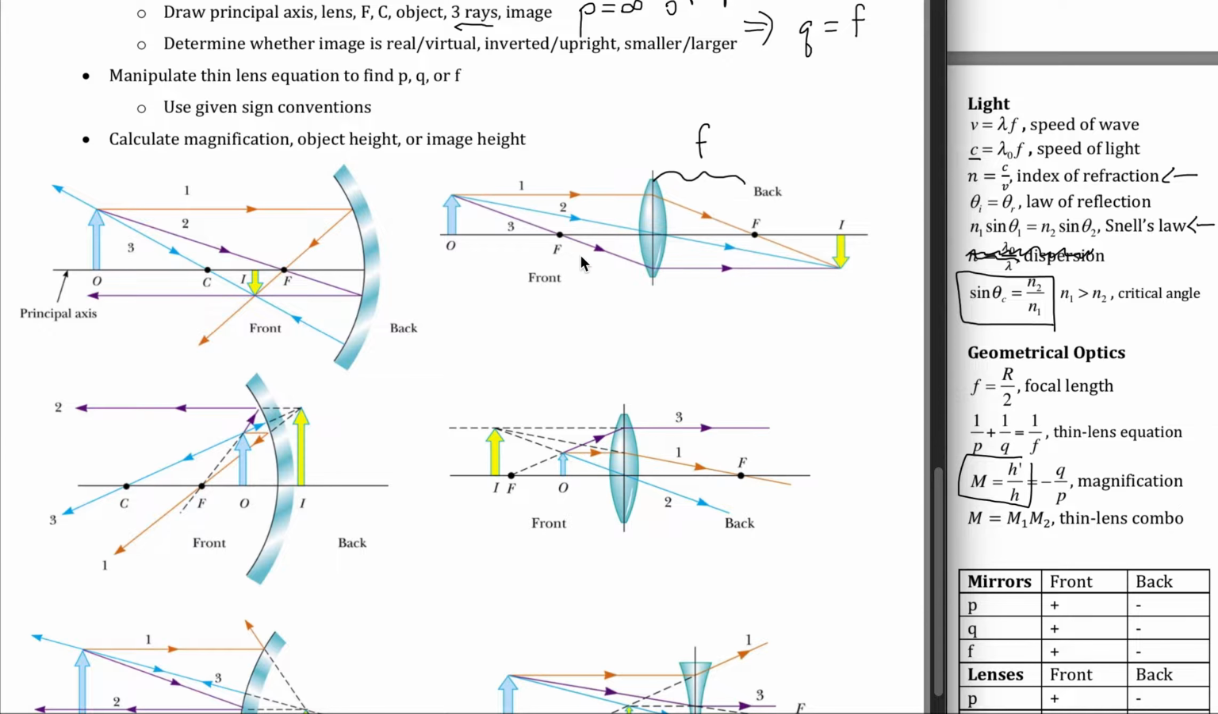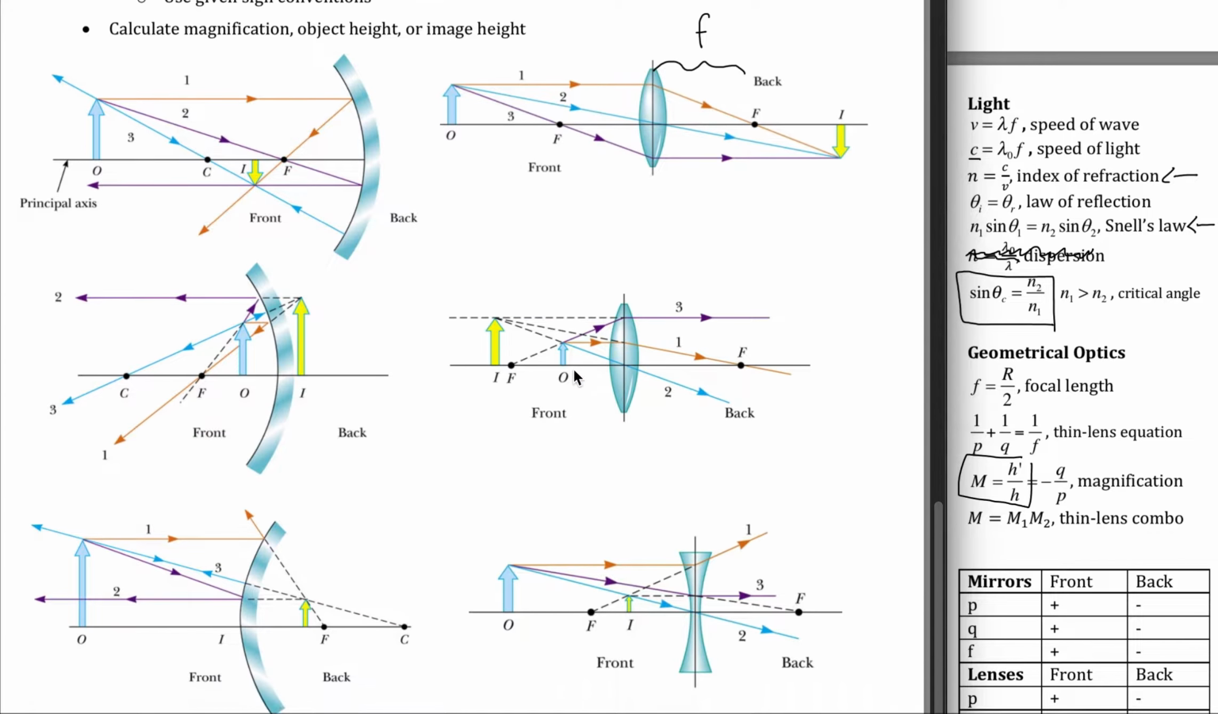So once you understand those 3 rays, then it's easier to see how the image, where the image is formed, where the rays intersect. And then you can tell the different properties of the image. Is it real or virtual, etc. So you can see in this case that the rays intersected there, so that's a real image. Same here, the rays intersected, it's real.